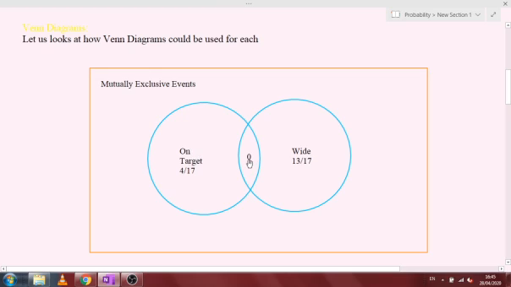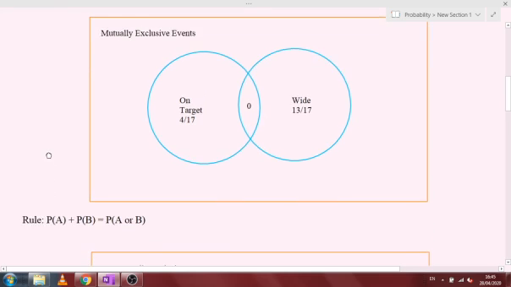Statistics wise, if you hit the post in soccer, it's counted as not on target, so it goes in the wide category. So they're the two things you can have in a match. If you have 17 shots, if you have 4 of them on target, the other 13 have to be wide. There's none in the middle. So they're mutually exclusive events. One means you can't have the other.